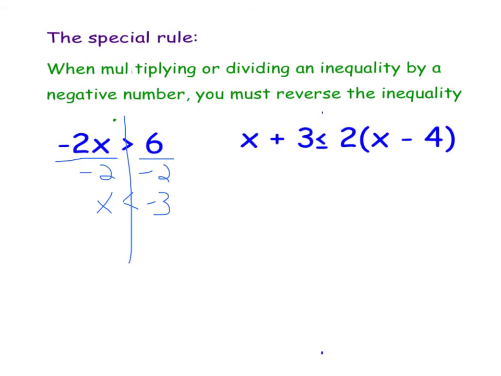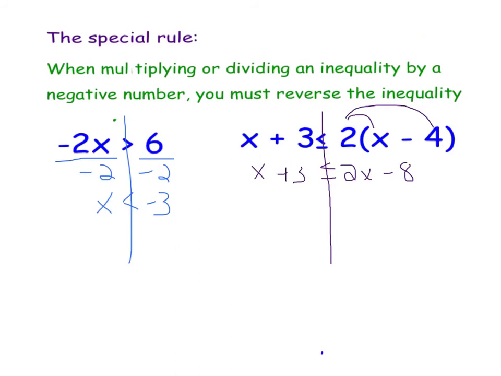This example, the second example, is a little bit more complicated. I'm going to show you one way to solve this. There's a parentheses, which makes me think of the distributive property, so I'm going to distribute over the parentheses. So 2x minus 8. I'm going to put my less than or equal to symbol here, and x plus 3 over here.